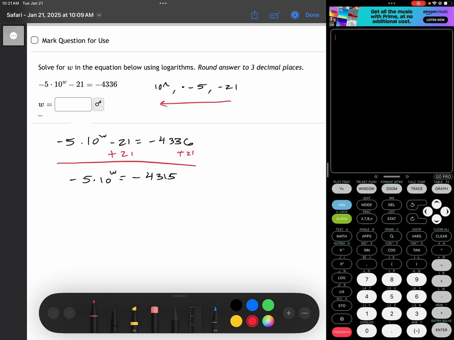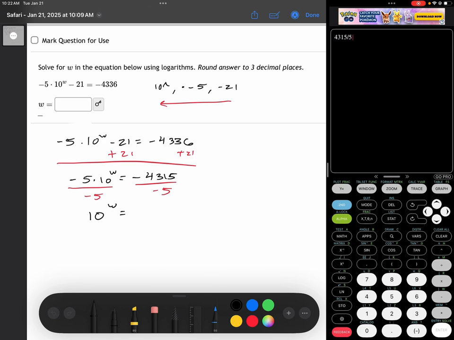-4,315. Next, we divide by a -5. We divide by a -5 because then that gets that 10 to the w by itself. And it's worth mentioning that sometimes students try to do the -5 times 10 to make that -50, but those are completely different functions, an exponential versus multiplication. And then 4,315 divided by 5 is equal to 863. And it's positive now because we divided a negative by a negative.